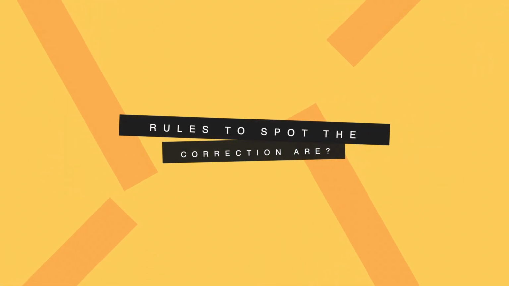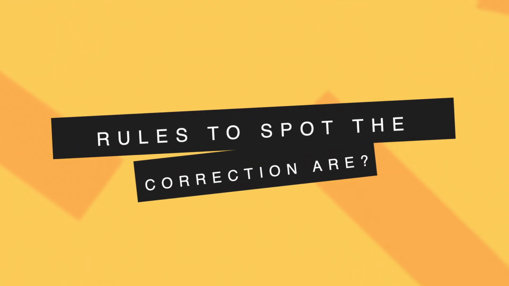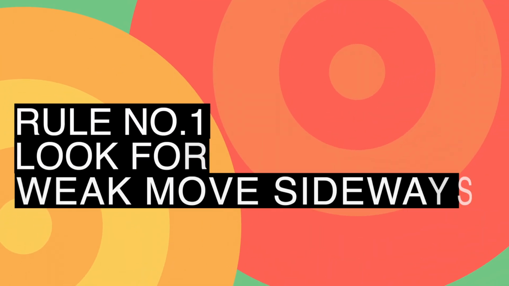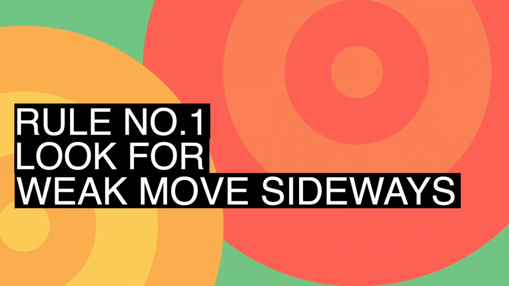Now, the rules to spot the correction are, the rule number one is look for weak move sideways. Whenever the price is moving sideways, the movement is very weak, that is, it is not able to cover much vertical distance and the price is said to be correcting.